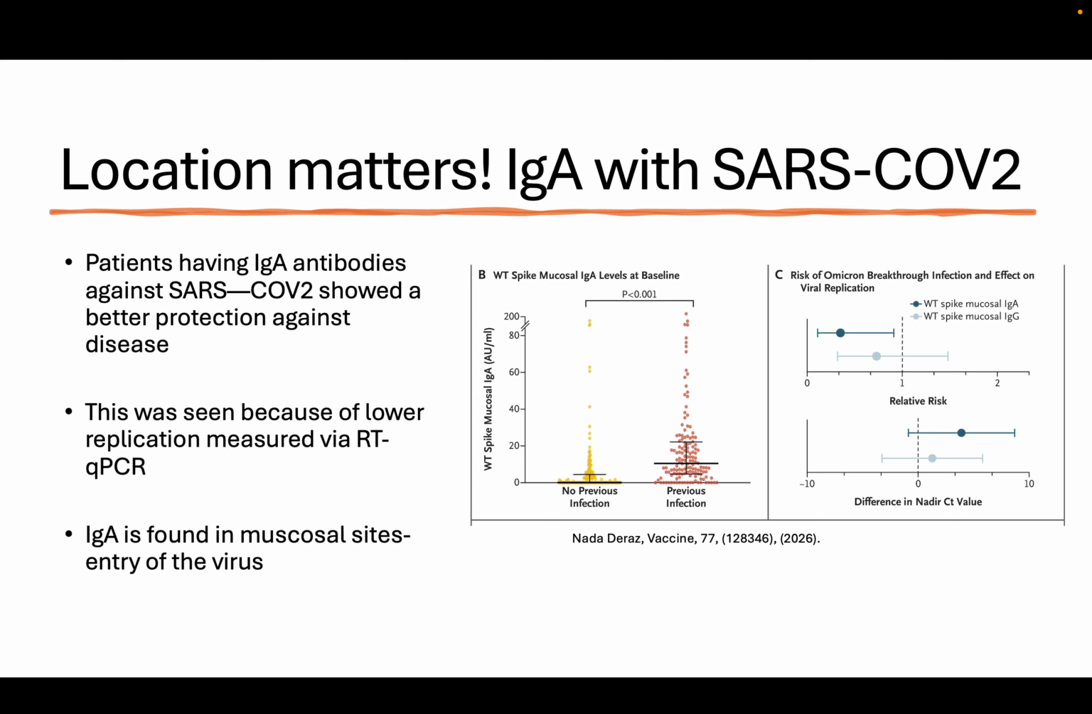So IgG, before it reaches, let's say, the blood, the virus is going to be already in a cell doing a lot of damage. We started to see this.